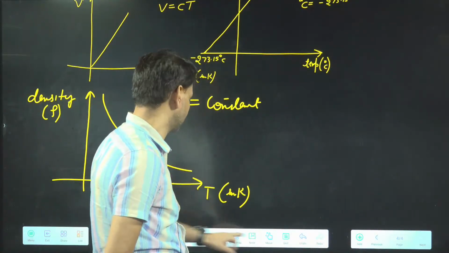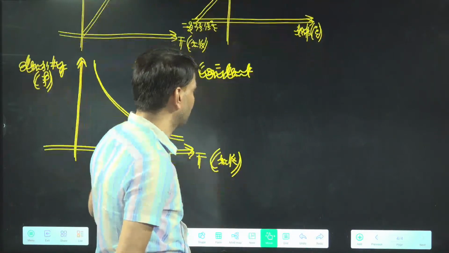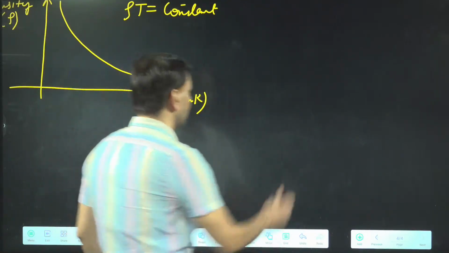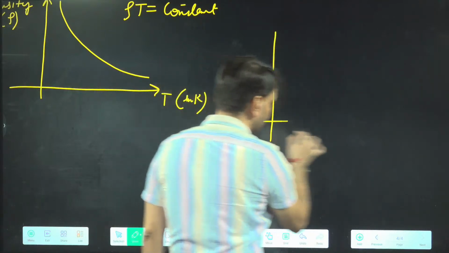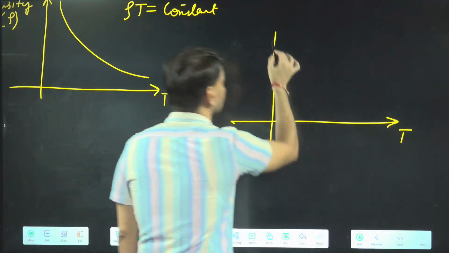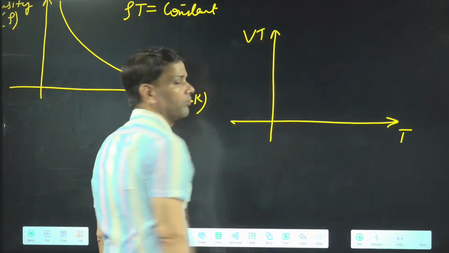Everybody got it? Now the next graph, same condition, here is the temperature, here is the Vt. What will be the graph you will get?